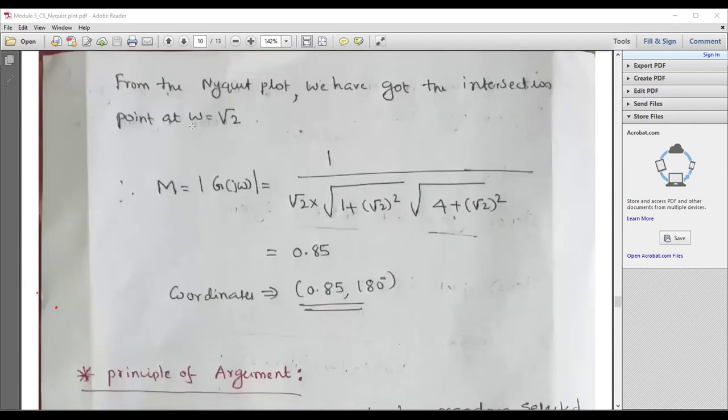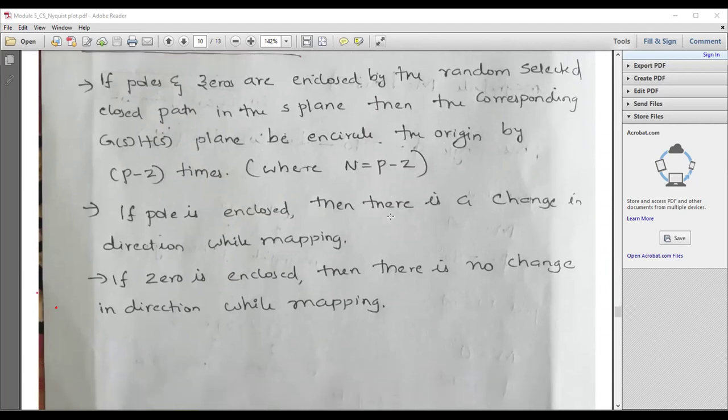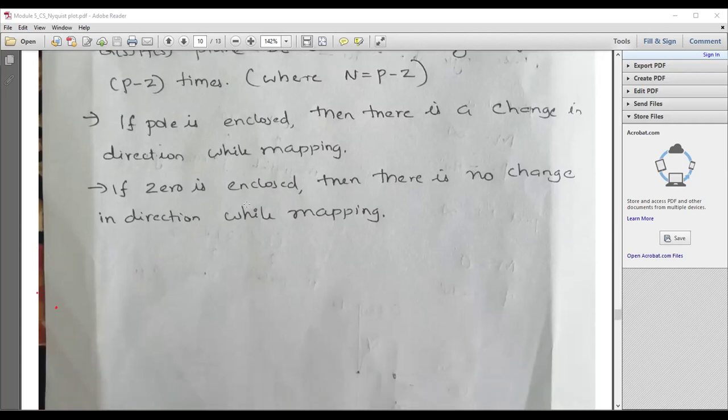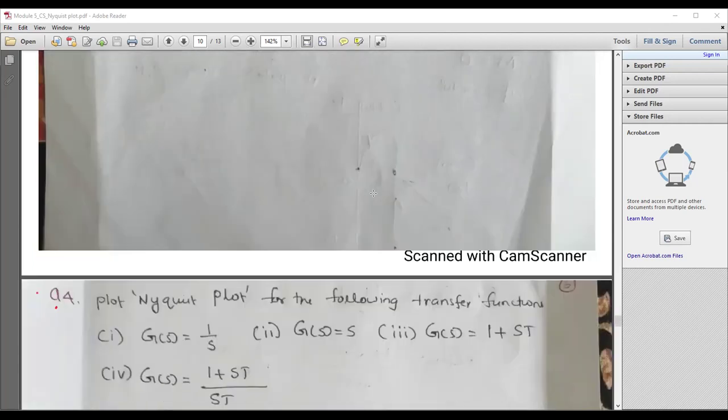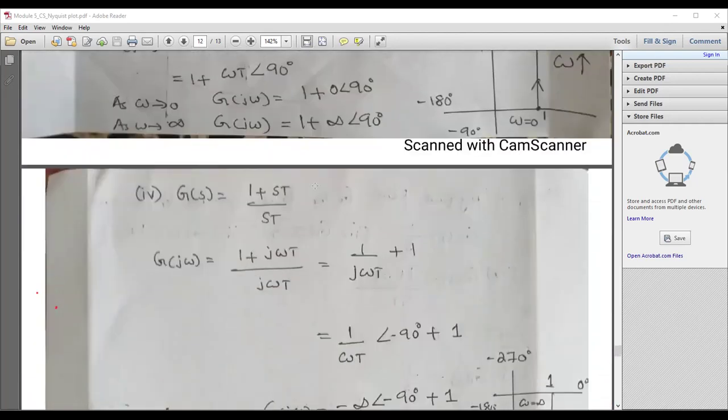See, the principle of argument also you can remember. What is the principle of argument? You can go through that. If poles and zeros are enclosed by a randomly selected closed path in the S plane, then the corresponding G(s)H(s) plane encircles the origin P minus Z times, where N is nothing but P minus Z. Now, N is the number of encirclements. If the pole is enclosed, then there is a change in direction while mapping. If a zero is enclosed, then there is no change in the direction of mapping. So there are some examples also. We can verify different cases.